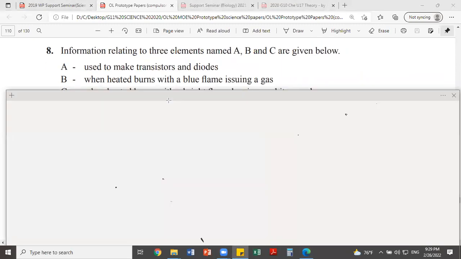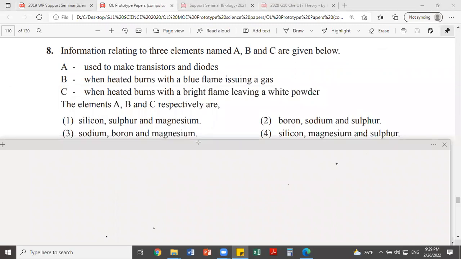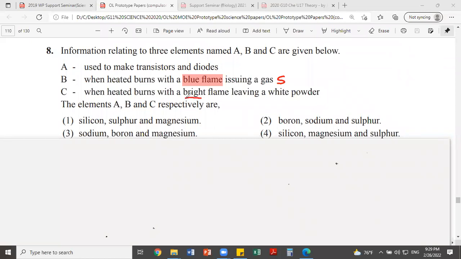Any volunteers? Three elements are given here. One is used to make transistors and diodes, one burns with a blue flame, the support center paper we discussed. Blue flame issue in a gas, blue flame is sulfur. Transistors and diodes we use silicon or boron, semiconductors. Bright flame leaving white powder, that is magnesium.